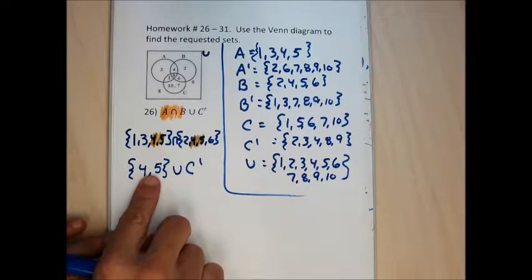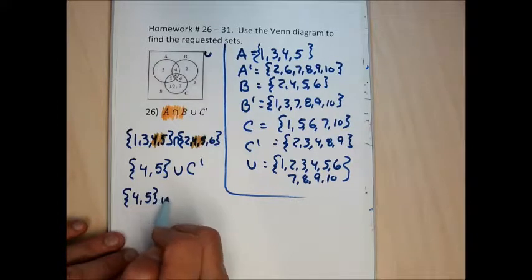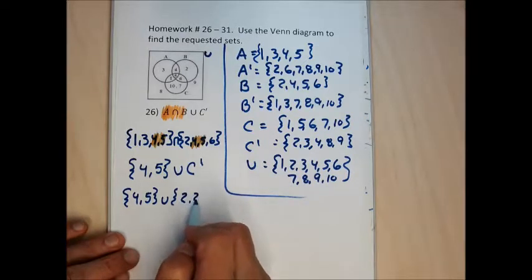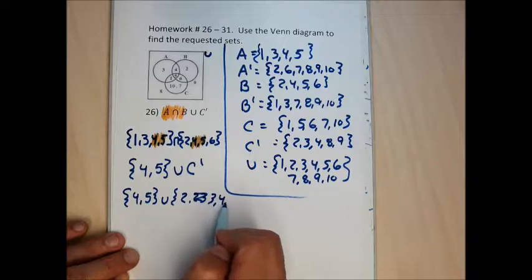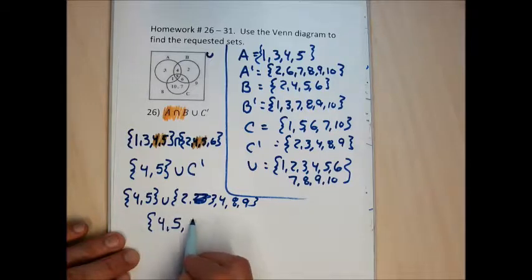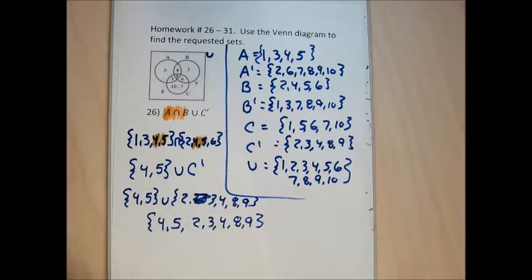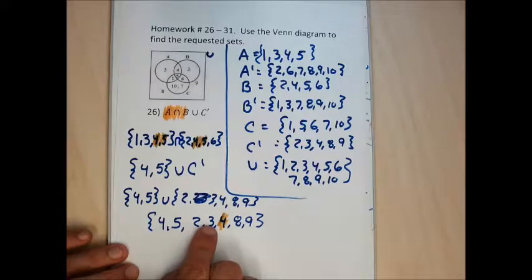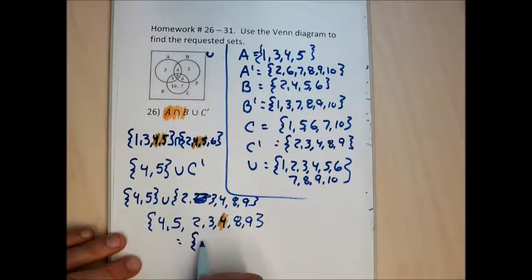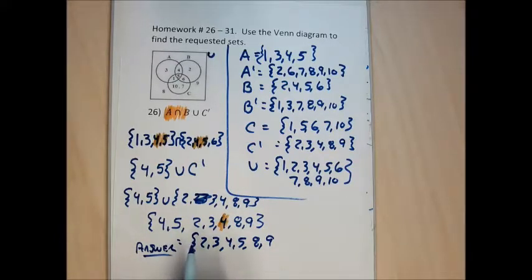So I have A intersection B replaced with a set containing 4 and 5. I'm going to union that with C complement. I'm going to leave the union symbol, but in place of the C complement, I'm going to write the set containing 2, 3, 4, 8, and 9. And when you union two sets, you take all the elements of the first set and all of the elements of the second set and write them in a big set. So I took the 4 and the 5, and the 2, 3, 4, 8, and 9. Get rid of any duplication. I don't need the two 4s. And now write my numbers in a nice order: 2, 3, 4, 5, 8, 9. So this is going to be the set containing 2, 3, 4, 5, 8, and 9. And that'll be my answer to problem 26.